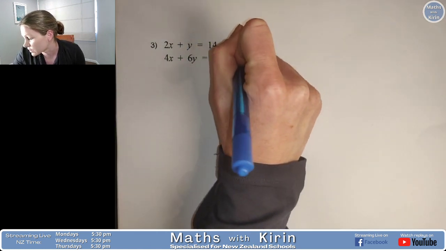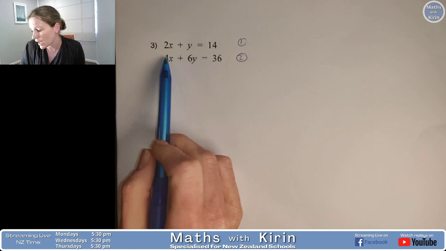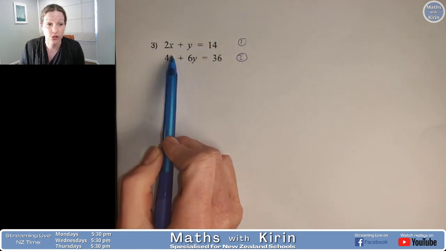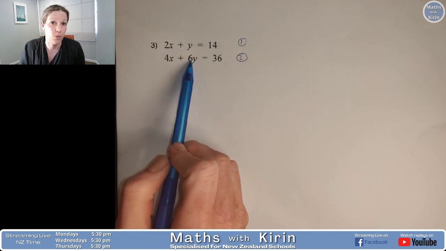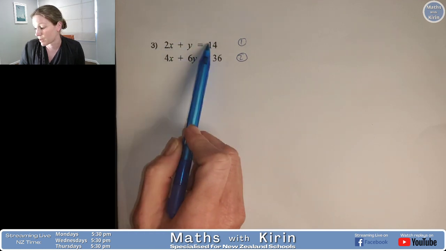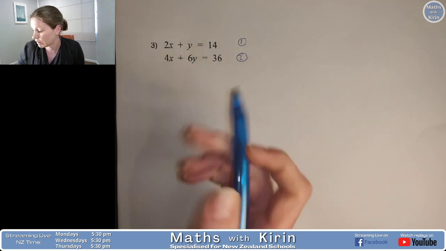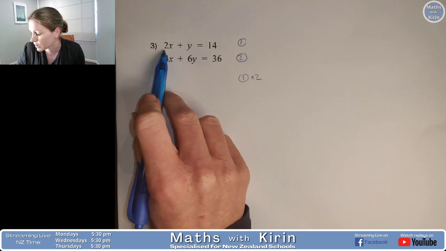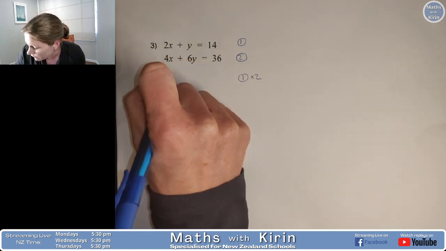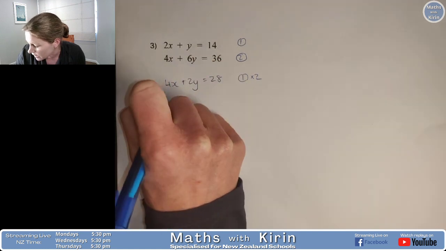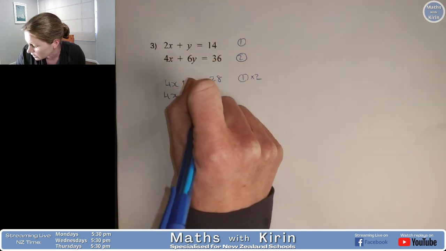So if we call this equation 1 and equation 2, to make the x terms the same, we could multiply this top equation by 2. If you wanted to eliminate the y terms, you could multiply the top equation by 6. I'm going to multiply it by 2 just because it's a smaller number, so it might make it a little bit easier. So I'm going to take my first equation and multiply it by 2. So this becomes 4x plus 2y equals 28, and our second equation doesn't change.